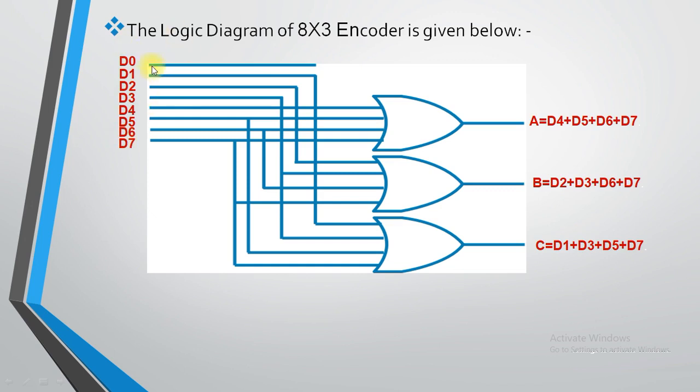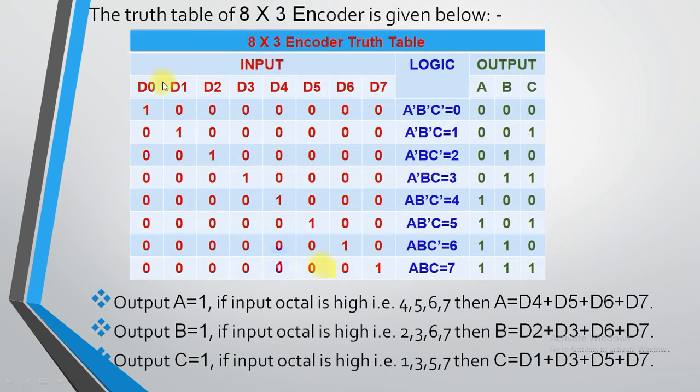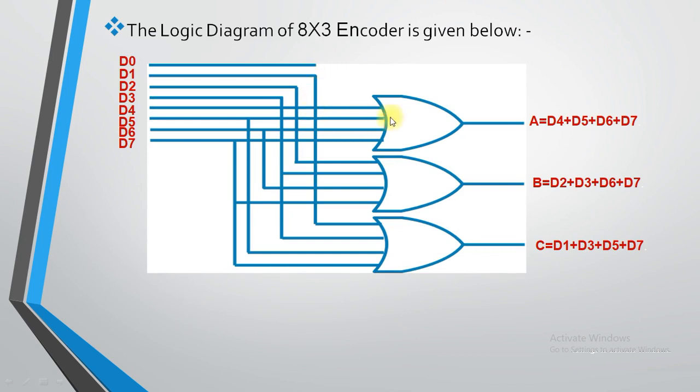Now you can see that the line of D0 is not passed in any OR gate. Why? Because in that case 0, 0, 0, we have only activated line D0, nothing else. So we do not need to pass it in any gate. Now for the output variable A, what is my requirement? I need to pass D4, D5, D6 and D7. So that cable you need to pass D7, D6, D5, D4.